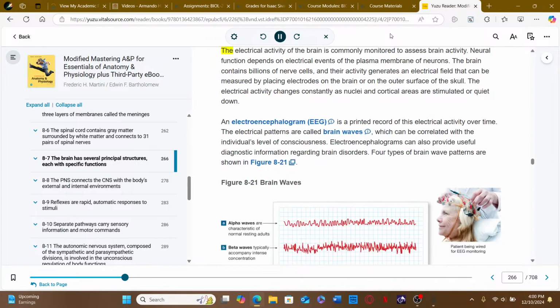The electrical activity of the brain is commonly monitored to assess brain activity. Neural function depends on electrical events of the plasma membrane of neurons. The brain contains billions of nerve cells, and their activity generates an electrical field that can be measured by placing electrodes on the brain or on the outer surface of the skull.